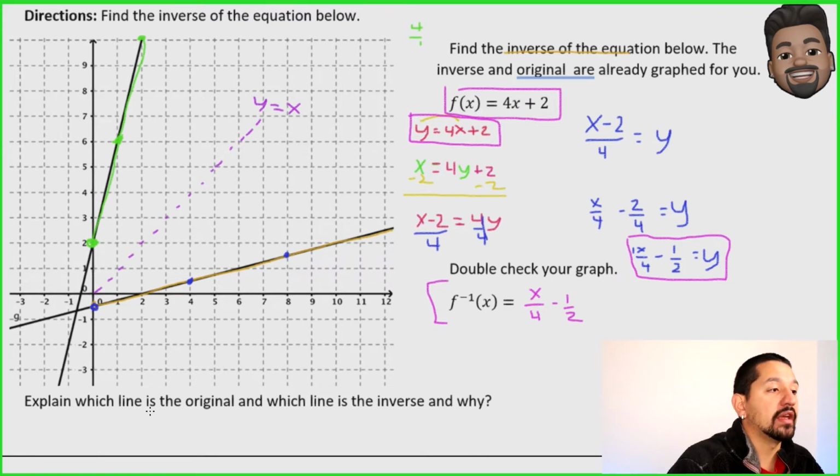Now explain which line is the original and which line is the inverse. Well, we kind of did that in this video, right? This was the original and then we reflected it over the y equals x line, and here's the inverse. Or you can find the inverse and then you can go ahead and draw it, and you can see that they are in fact a reflection of each other over that line.